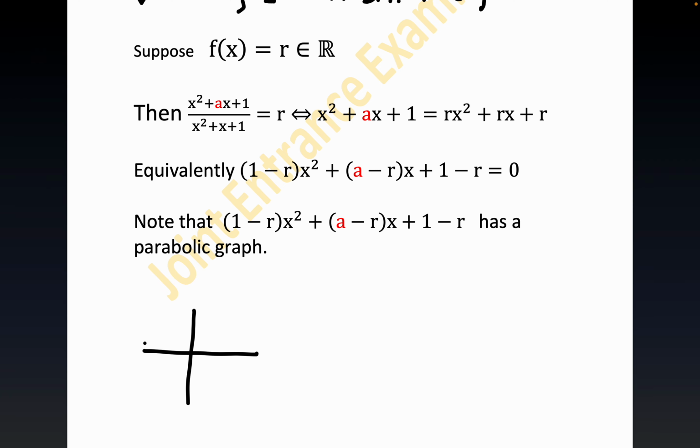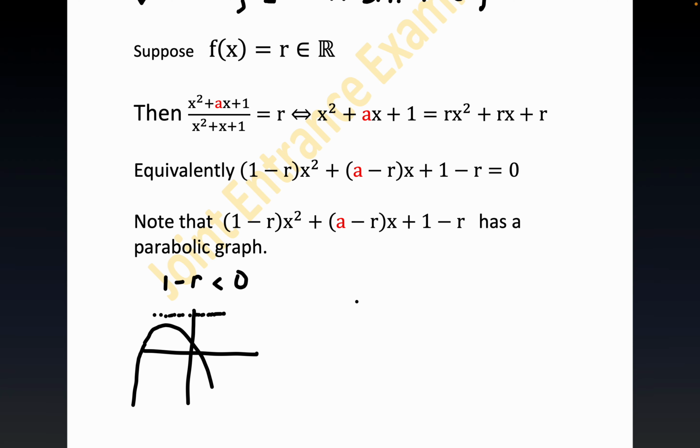It's going to open down, right? And that would happen if 1 minus r was negative, if 1 minus r is less than 0. So it's going to open down, meaning that you're going to be missing some values of r above here. For example, you would have this horizontal line. Let me just go ahead and denote that like this. So we have a horizontal line that misses the graph, right? So that would be an r that wasn't in the range of the function.